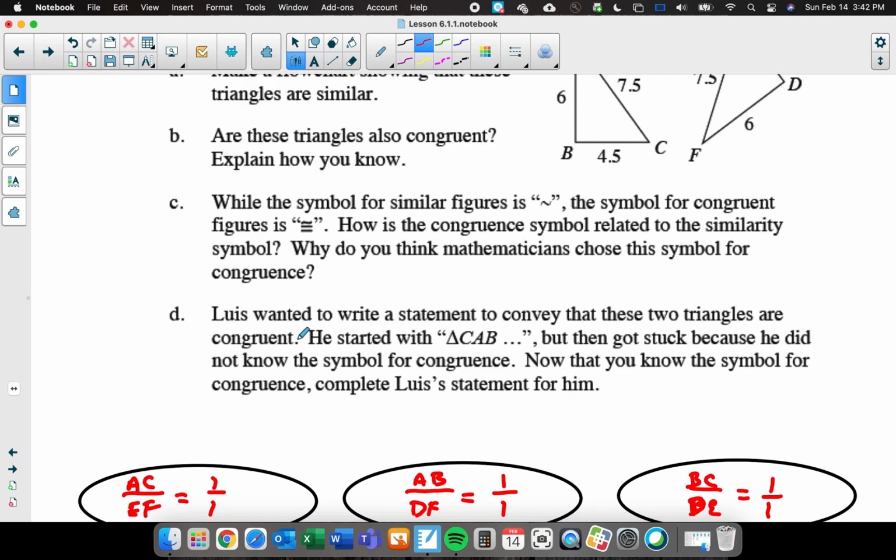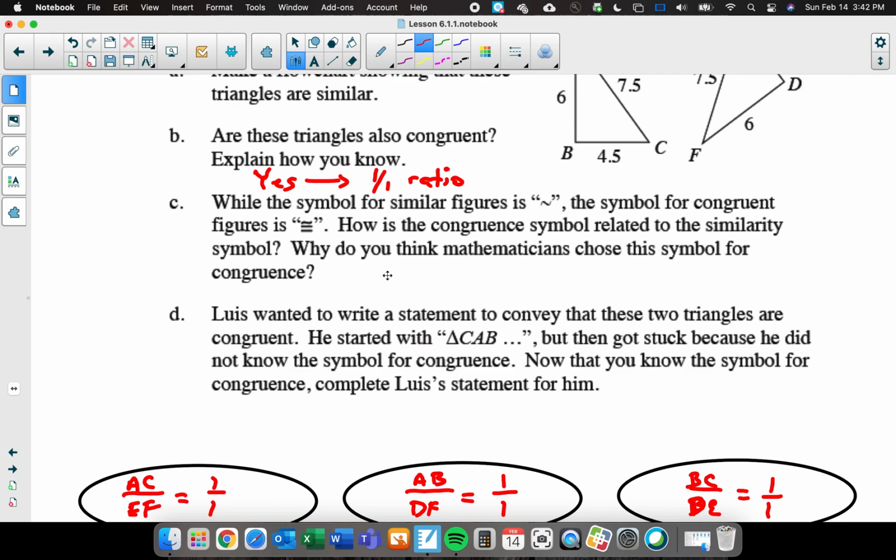So in part B, are they also congruent? And the answer is yes. And the reasoning is it's the 1-to-1 ratio. If it was in a 2-to-1 ratio, now that means one triangle is twice as big as the other. If it was in a 3-to-1 ratio, then they're not the same size. 1-to-1 means they are not only the same shape, but also the same size.